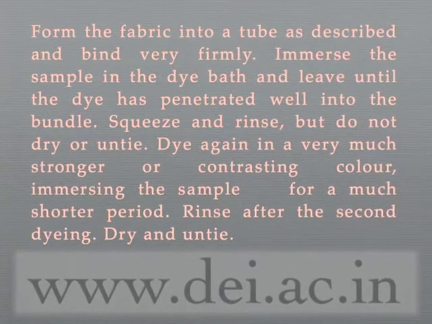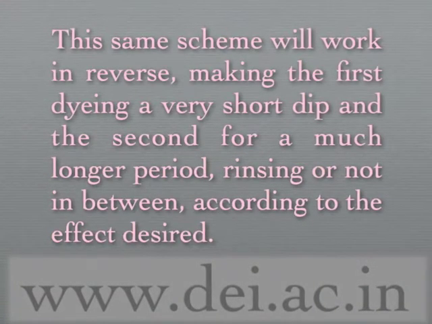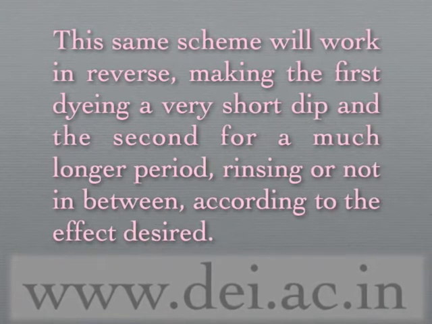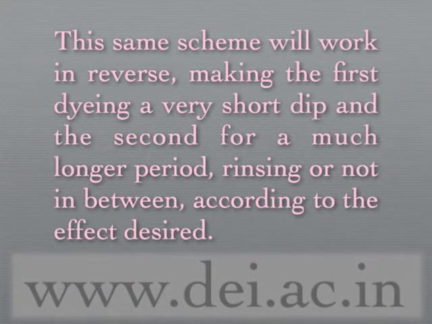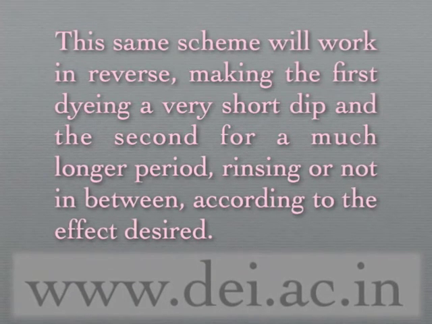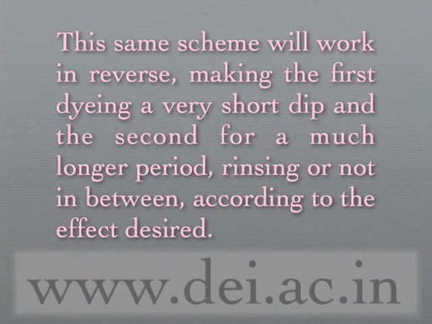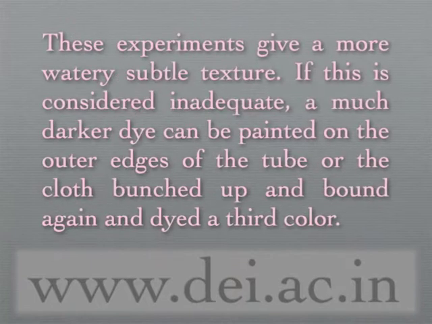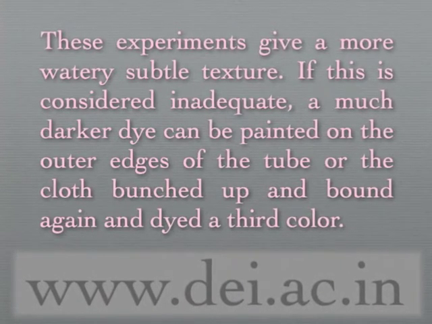Dry and untie. This same scheme will work in reverse, making the first dyeing a very short dip and the second a much longer period. Rinsing or not in between according to the effect desired. These experiments give a more watery, subtle texture.